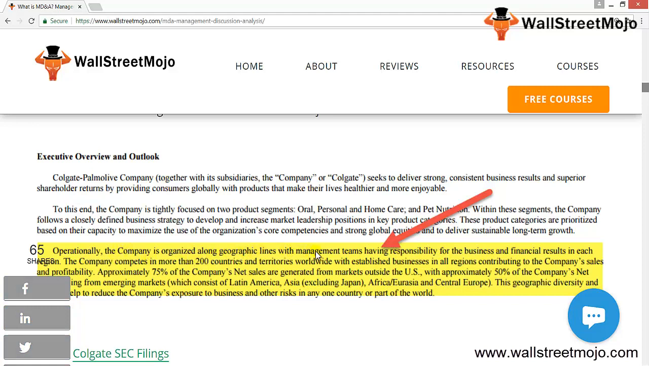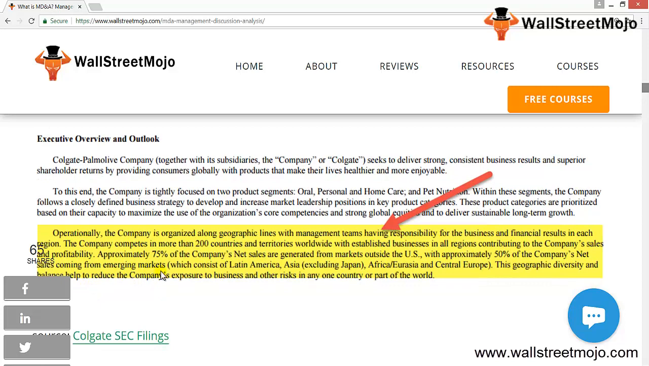Operationally, the company is organized along geographical lines and management teams. Approximately 75% of the company's net sales are generated from markets outside the home country. So geography has been discussed. 50% of the company's net sales come from emerging markets, and the geographical diversity and balance help to reduce the company's exposure to business and other risks in any country or part of the world. So this is your executive overview and outlook. Colgate uses a variety of indicators to measure business health, including market share, net sales, organic growth, profit margins, GAAP and non-GAAP income, cash flows, and return on capital. Colgate also notes that it expects global macroeconomic and market conditions to remain highly challenging, with category growth rates continuing to be very slow.